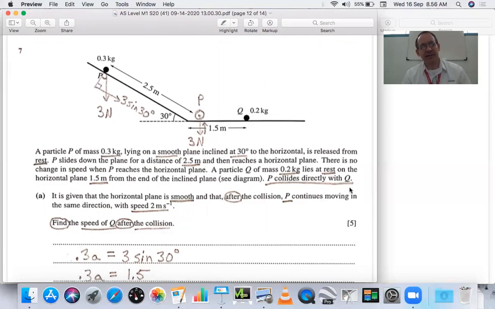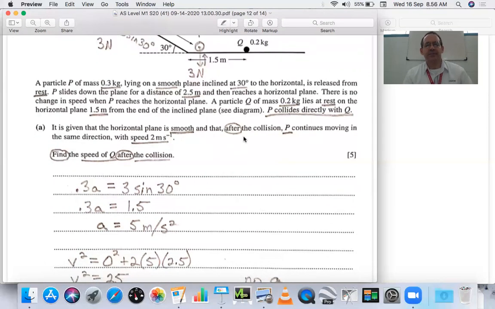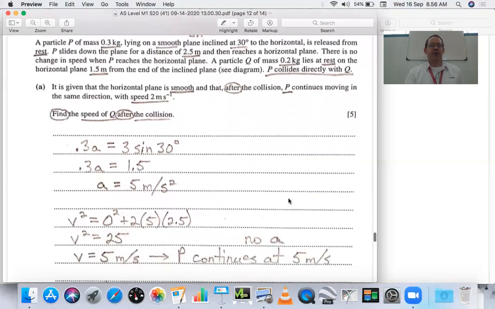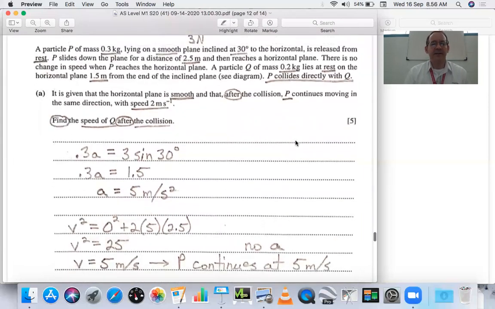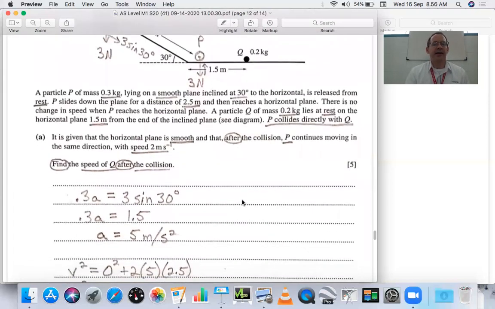P collides directly with Q. So your key word that this is a momentum question is this collision, and it is given that the horizontal plane is smooth, which is why there was no change in velocity. After the collision, P continues moving with a speed of 2 meters per second. Find the speed of Q after the collision. Well, first we need to find the acceleration of this object going down the hill, so that we can find its final speed.